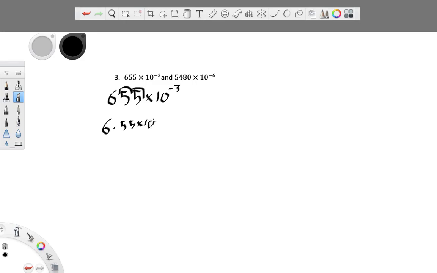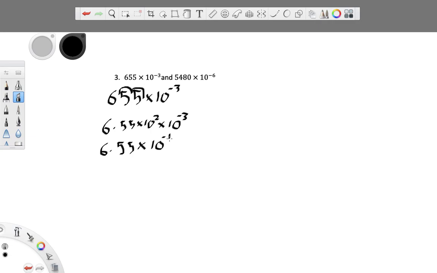Again, we never did anything with the 10 to the minus 3, so that will just drop down. And again, from the previous example, we know that we've got the same base, which is 10, so we can add the powers. So it'd be 6.55, and we've got 2 plus minus 3. Well, that is just 2 minus 3, so it'll be 10 to the minus 1. And we're now happy that that number is in standard form.